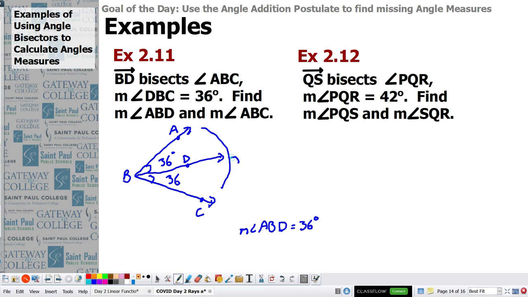And then to find the whole thing, we use the angle addition postulate. The part plus the part equals the whole. So 36 plus 36 equals X. So add those together, I get 72 equals X. And so the other answer, the measure of angle ABC equals 72 degrees.